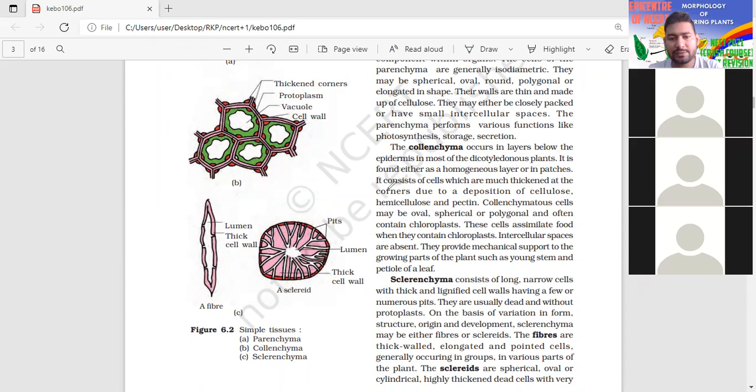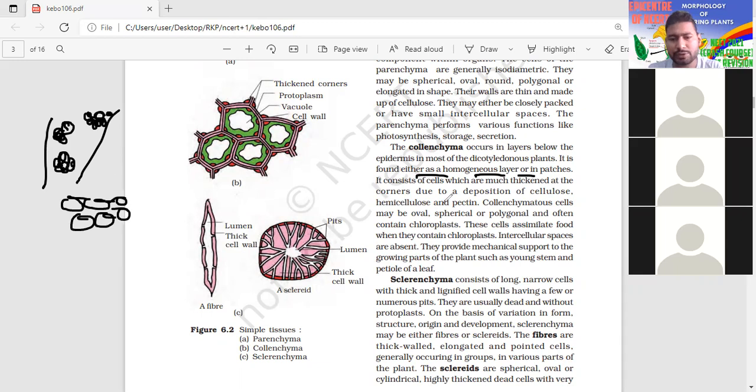Listen, it is found either as a homogeneous layer or in patches. It may be present in small patches. Patches means, suppose this is the collenchyma, so here are collenchyma cells, here collenchyma cells. This will be present in patches, like small packets, or homogeneous, which means evenly distributed. Then it consists of cells which are much thickened at the corners due to the deposition of cellulose.